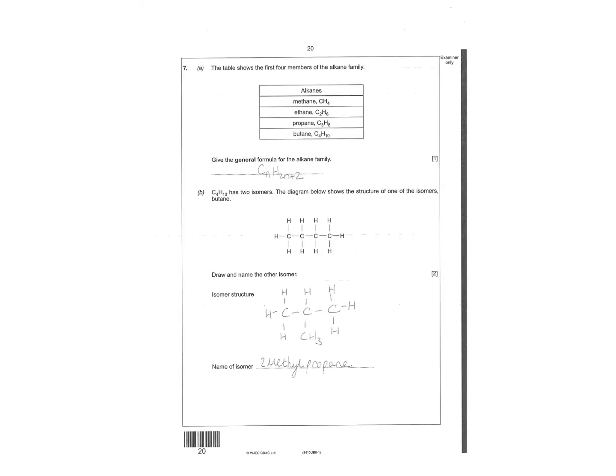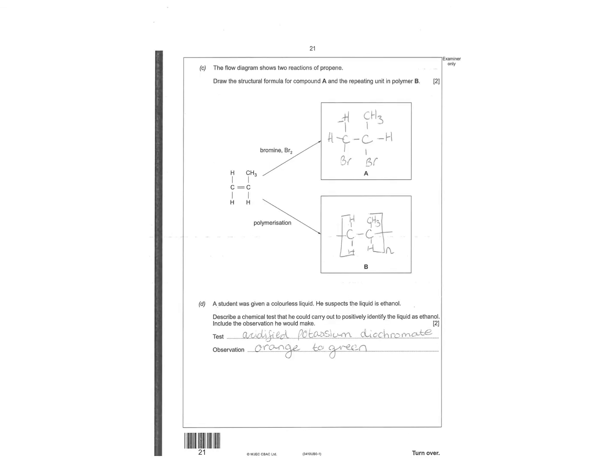General formula for the alkane family, CnH2n+2. That's really important that you learn your general formulas. Draw an isomer of butane. So this one is then 1, 2, 3 propane, 2-methylpropane, because I put my methyl group there. What would happen if you add bromine across this double bond? The double bond would disappear, and instead you'll have 2 bromines. What would happen if you polymerize it? Again, the double bond would go, you'd straighten it up, and you'd end up like that. Describe a chemical test that you could carry out to positively identify the liquid as ethanol, include observations you would make. So acidified potassium dichromate would go from orange to green.